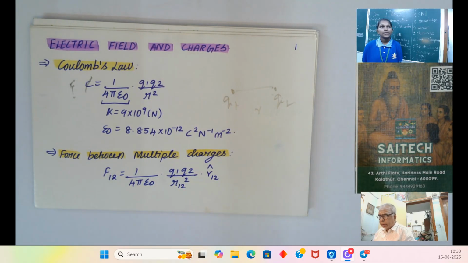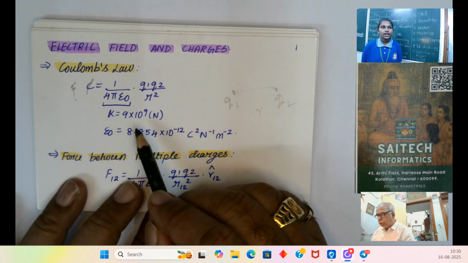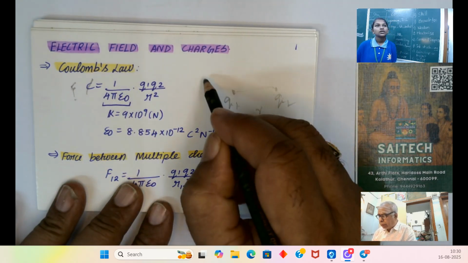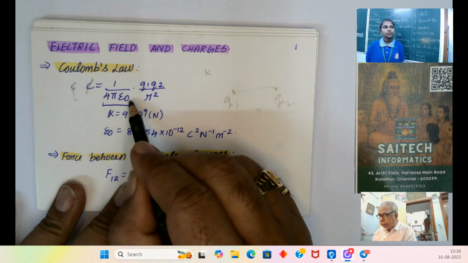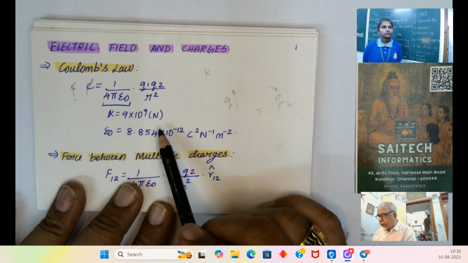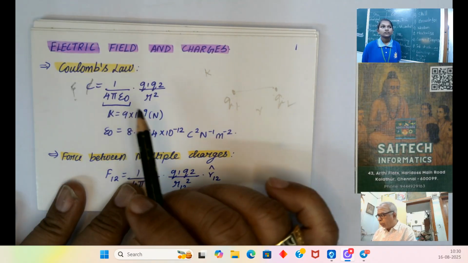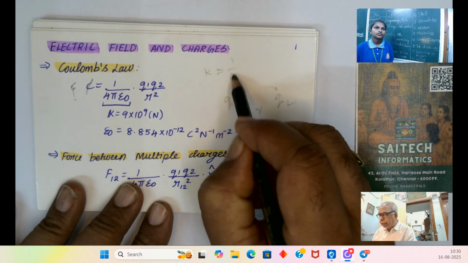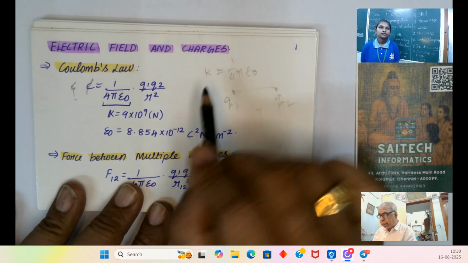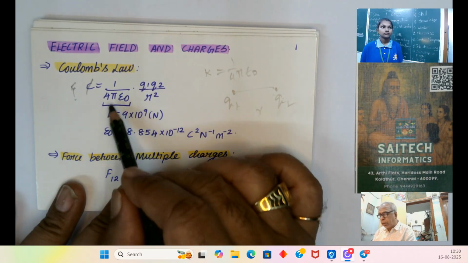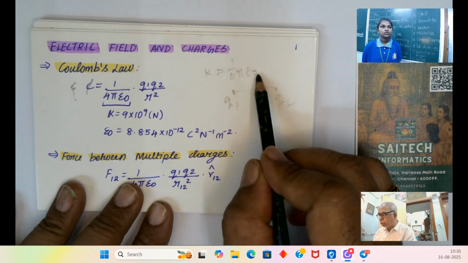So 1 by 4 pi epsilon naught can be represented as K and its value is 9 into 10 to the power 9 and its unit is Newton, where epsilon naught value is equal to 8.854 into 10 to the power minus 12. What you can do is, you can write 1 by 4 straight away. Some people, just by looking at this flashcard, may mistake that K is equal to 4 pi epsilon naught. That is not the fact. K is equal to 1 by 4 pi epsilon naught, right? So you can write it legibly here instead of marking like this. Okay, so K is equal to 1 by 4 pi epsilon naught.